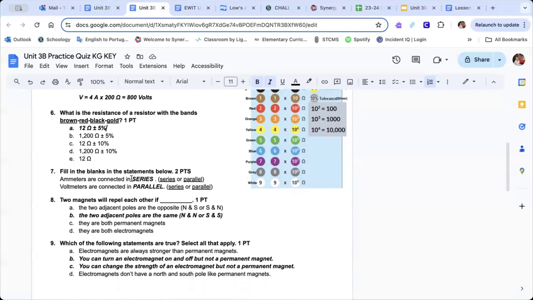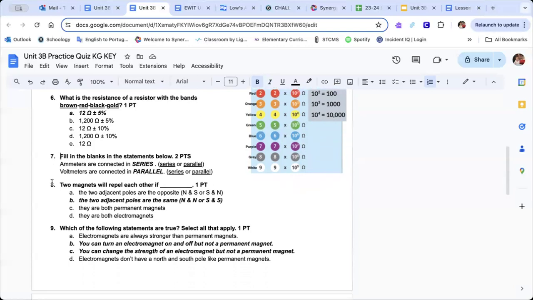Ammeters are always connected in series. Voltmeters are always connected in parallel. This has been in several of the labs that we have done, entry 5 and entry 6.